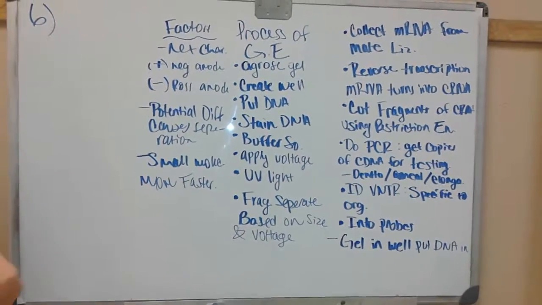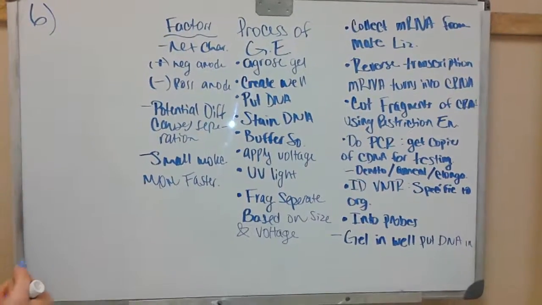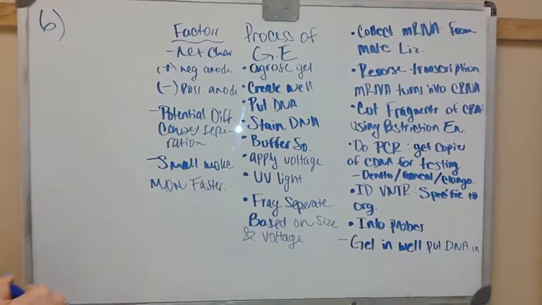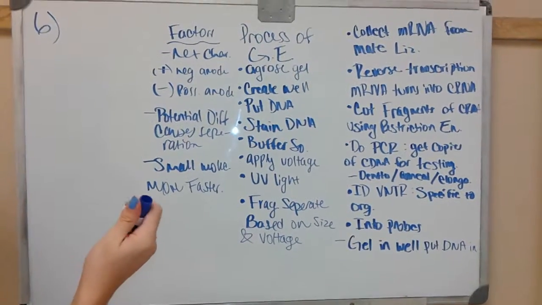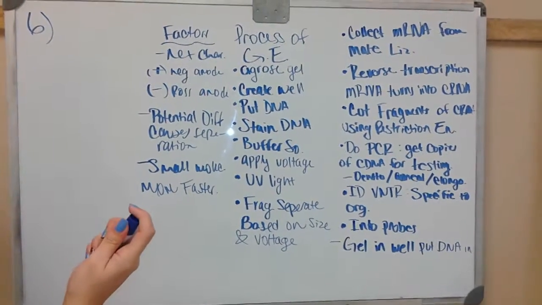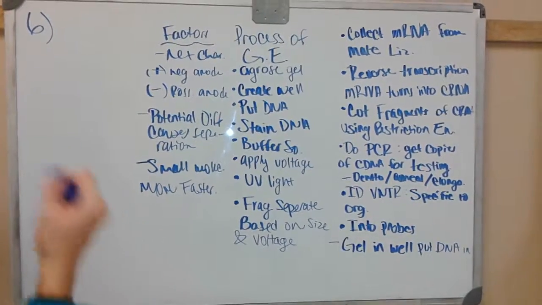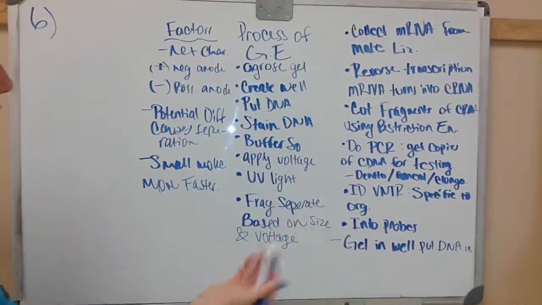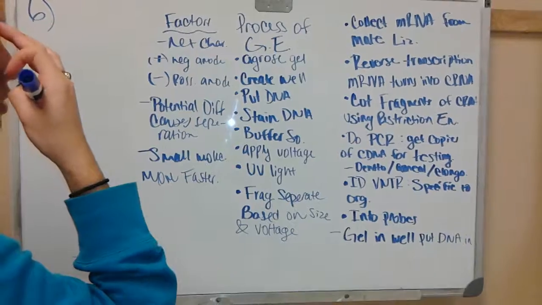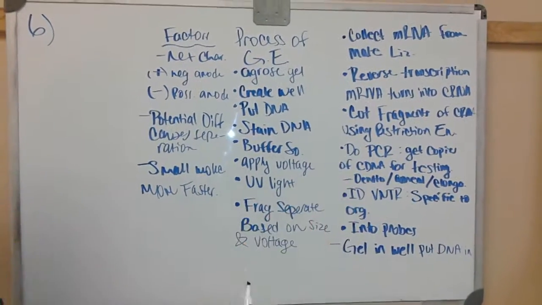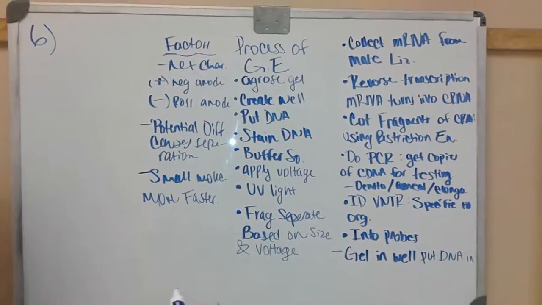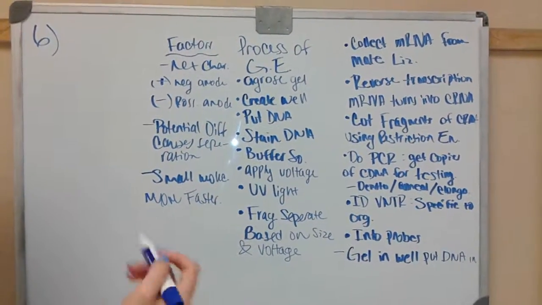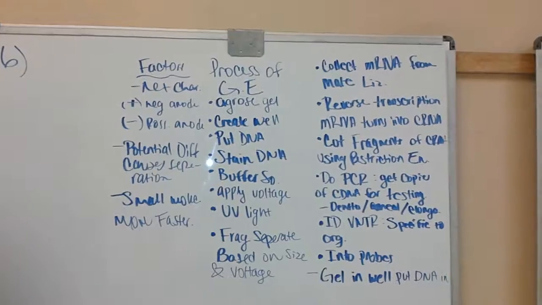And once we do that, we're going to cut fragments of cDNA using restriction enzymes, and we're going to cut specific fragments out. Then what we do is we run the DNA through PCR, and we're going to get various copies of the cDNA for testing. So this ensures that we have multiple copies to make sure that our results are as accurate as possible.